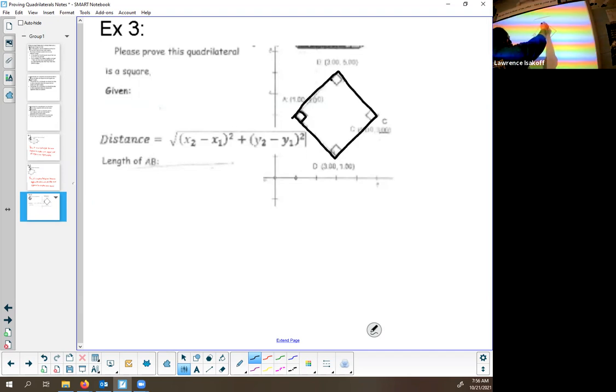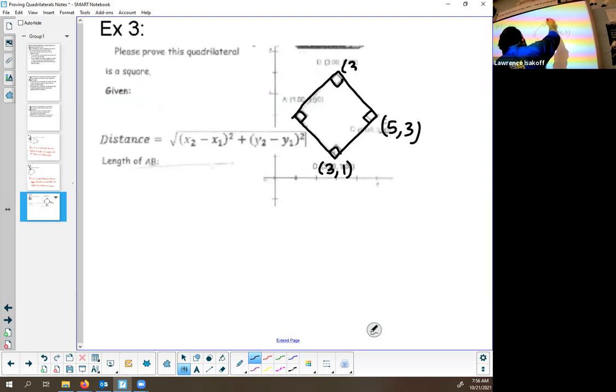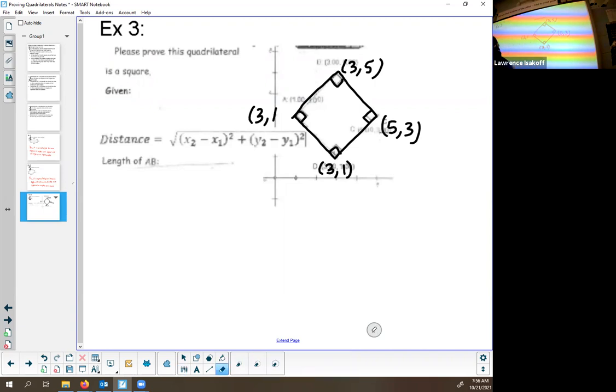I'm told these are right angles. So I'm already given some information. I know this point here is (3, 1). This point is (5, 3). This point is (3, 5). And this point is, sorry, that point's off. This point is (1, 3).